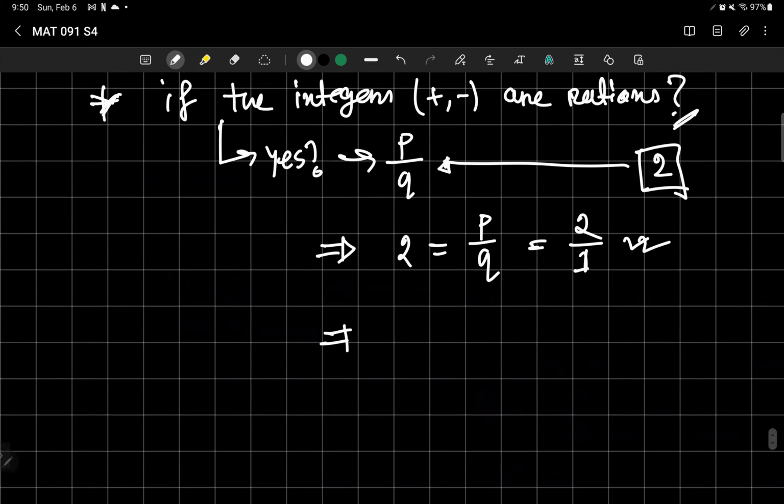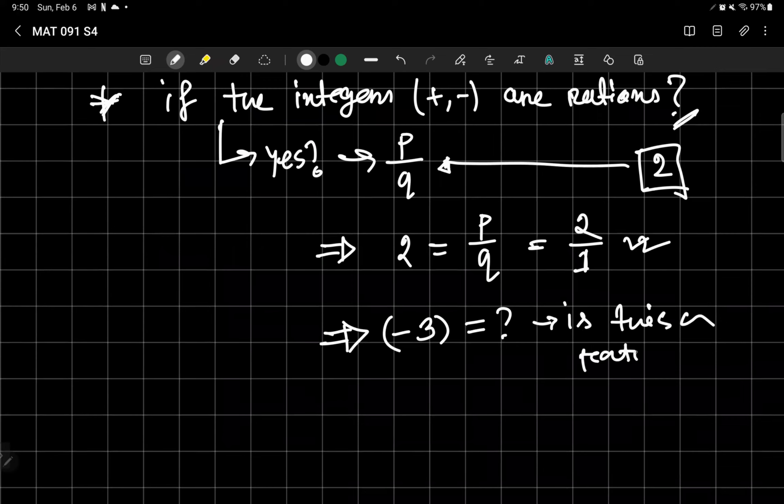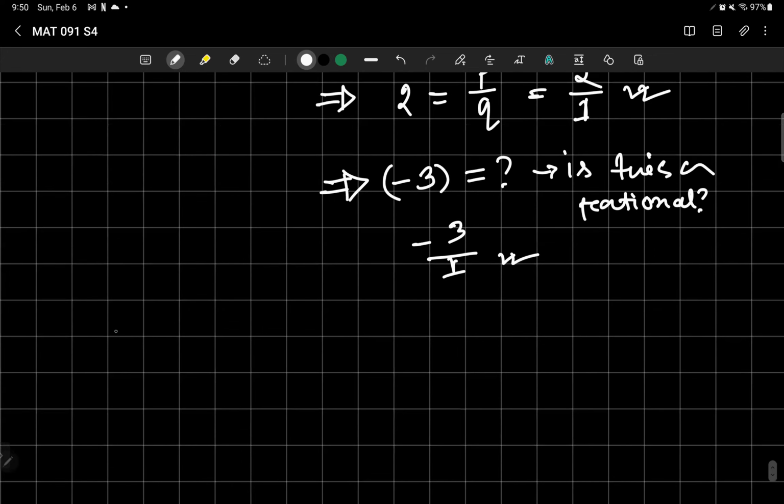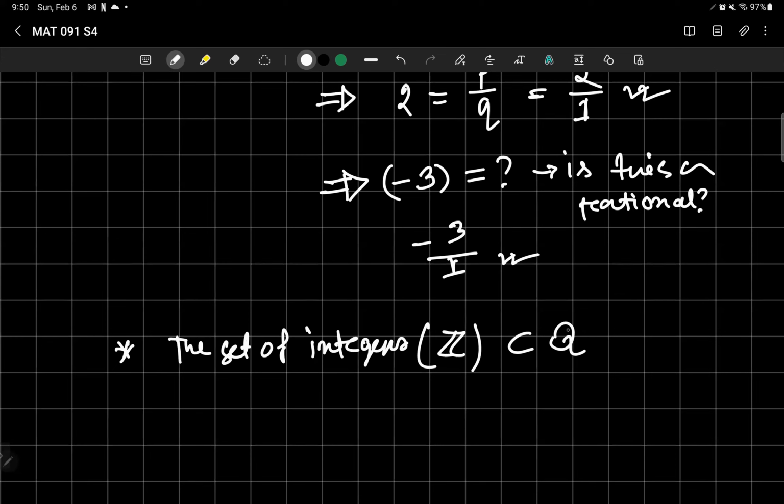What about the number -3? Is this a rational number? Yes, sir. Because of the same exact reason. So from these examples, what you can conclude is that the set of integers, which is denoted by this symbol Z, is a subset of the rational numbers.